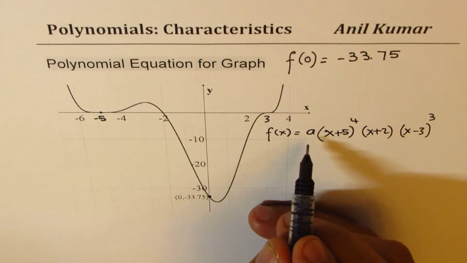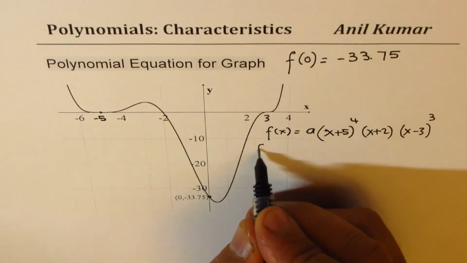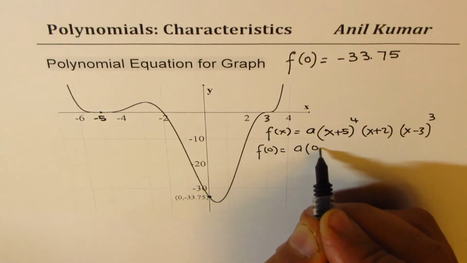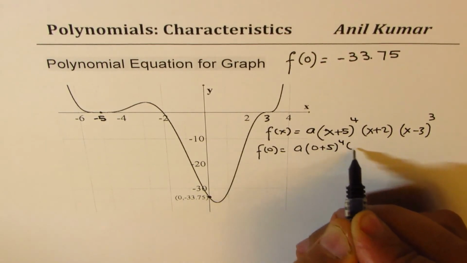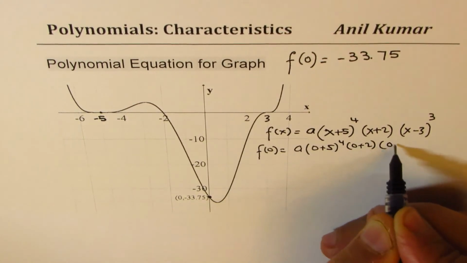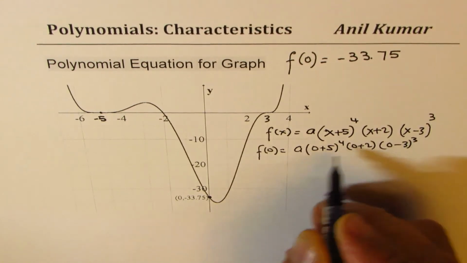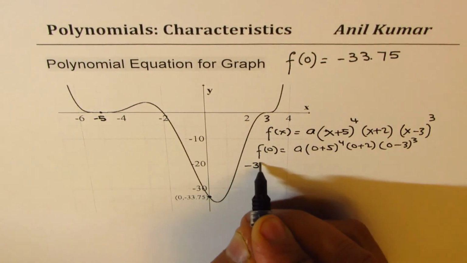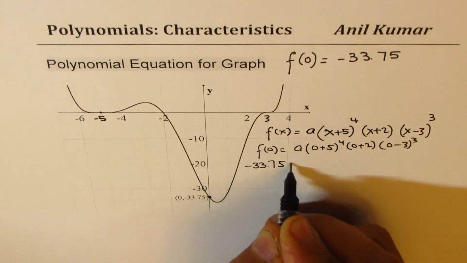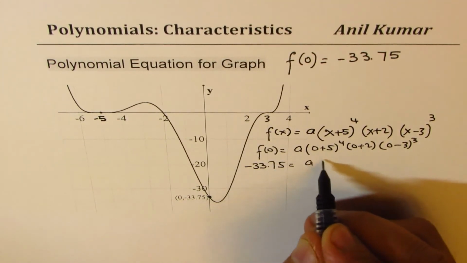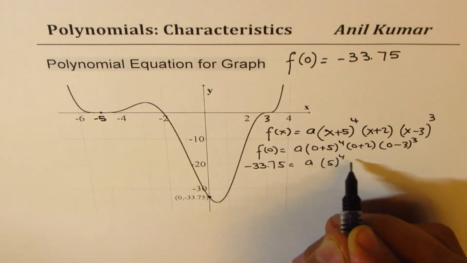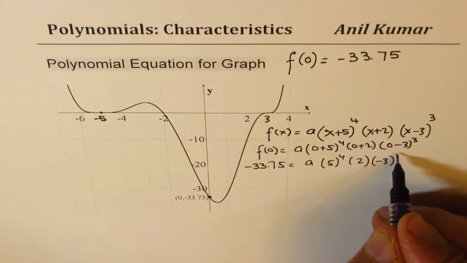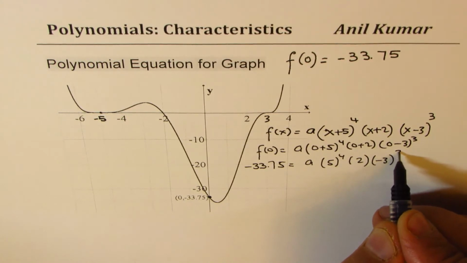To find the value of a, we'll substitute 0 here, so we know f of 0 is equal to a times, if I write 0, you can write like this first, right? 0 plus 2, 0 minus 3 whole cube. Now we have f of 0 as minus 33.75, and here we have a times 5 to the power of 4 times 2 times minus 3 cubed, 27, right? I mean, we'll write later.